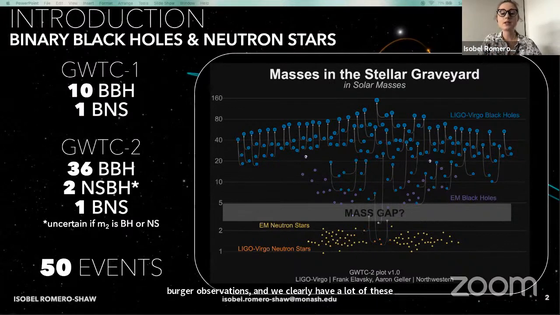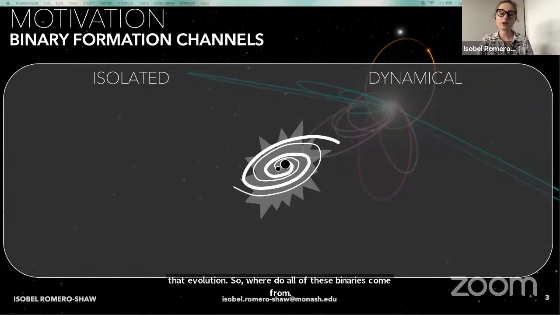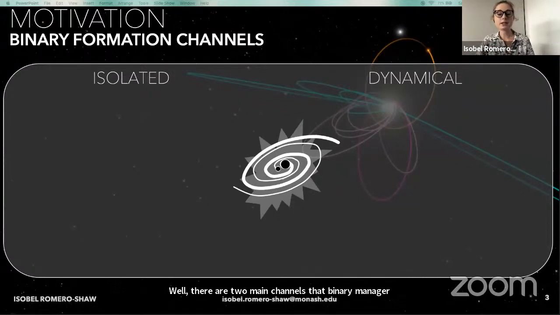But the problem is that we still aren't sure how these mergers are forming, since it's quite hard for 2 stars to become a compact binary that merges within the age of the universe without destroying each other or becoming unbound during the course of their evolution. So where do all of these binaries come from? Well, there are 2 main channels that binary merger formation scenarios fall into. There's isolated evolution and dynamical evolution.